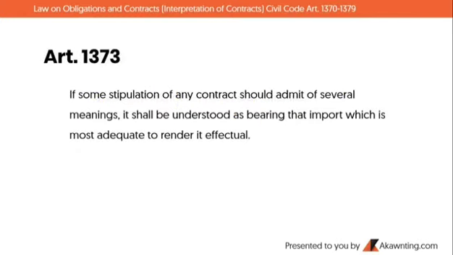Okay? So, next, Article 1373. If some stipulation of a contract should admit of several meanings, it shall be understood as bearing that import which is adequate to render it effectual. Okay, so nagkaroon ng misunderstanding or let's say ambiguity dun sa contract with regards to let's say the object. Okay, so paano magiging valid yung contract na yun?